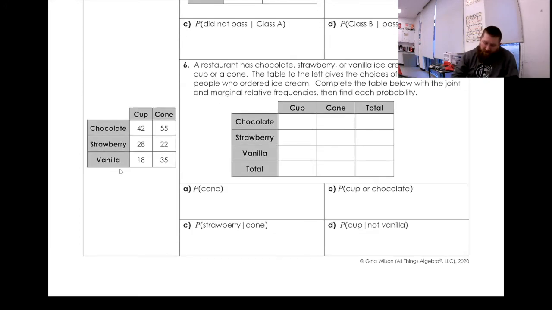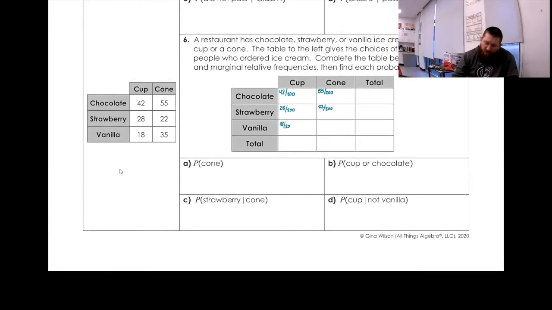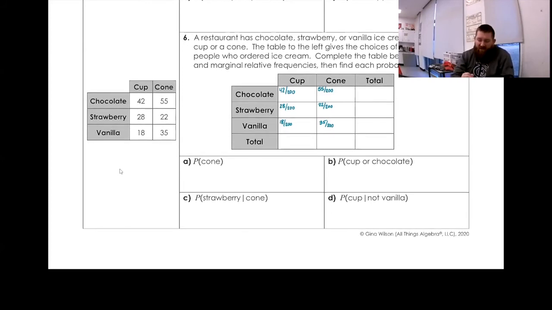So there were 42 out of 200 chocolate, 55 out of 200 cone, 28 out of 200 strawberry, 22 out of 200 strawberry cone, 18 out of 200 vanilla, 35 out of 200 vanilla cone. And again, guys, I'm just going through trying to get all this data set up.